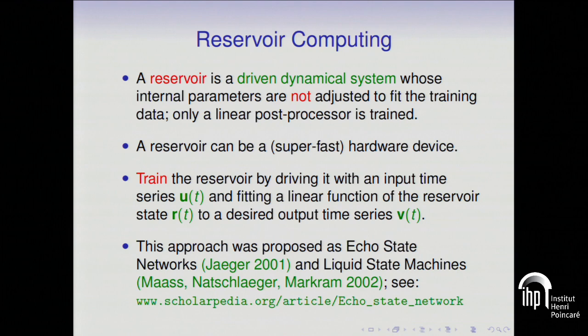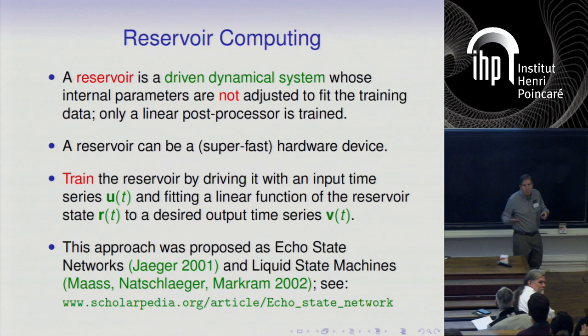We do nonlinear processing, and then we have some linear map from the reservoir state space to the state space of the signal we're trying to output. And it's only the parameters of that linear map, that linear post-processing map, that we try to train to particular training data. One advantage of this approach is that it makes the training a lot simpler. We're just doing linear regression in a rather high-dimensional space.